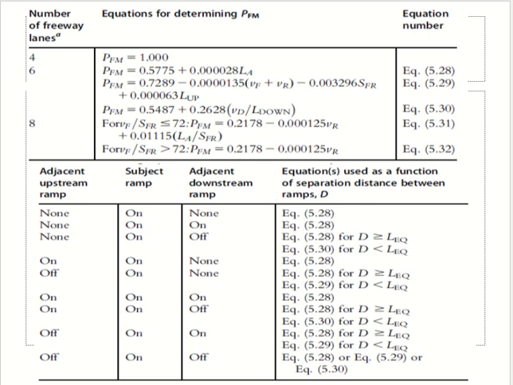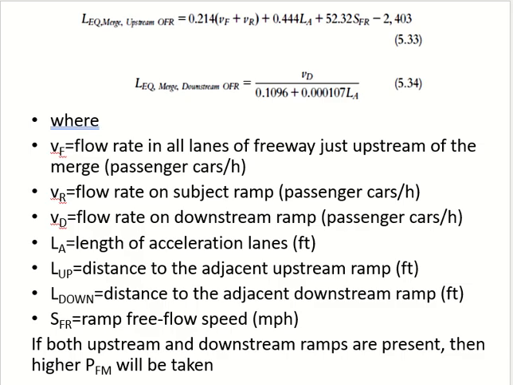Okay. What is left now? SFI I told you. And we only need VD. So VD is used there in one of the equations, and VD means the flow rate on the downstream ramp. Flow rate on the downstream ramp. Okay.